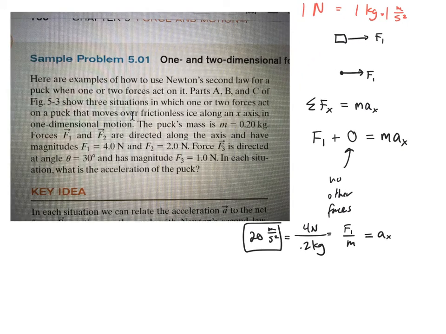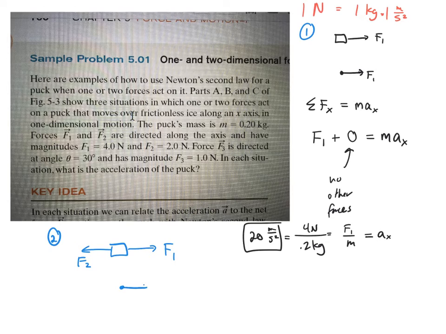So the second scenario, so this is scenario number 1. Scenario number 2 is the following, and this is right out of your text. Now you've got the puck here, F1 pulling to the right, and F2 pulling back. That's scenario number 2. So right away, we draw a free body diagram.